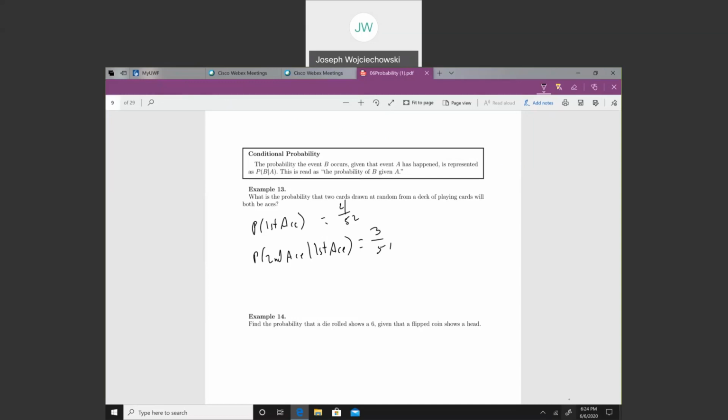So the probability of two aces is equal to the probability of an ace times the probability of an ace given we had an ace. So this is 4 over 52 times 3 over 51, which is 12 over 2,652.